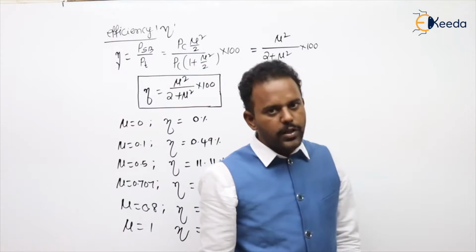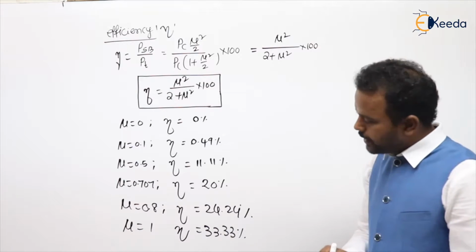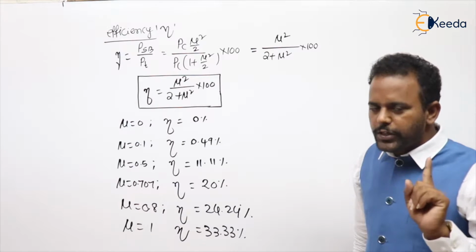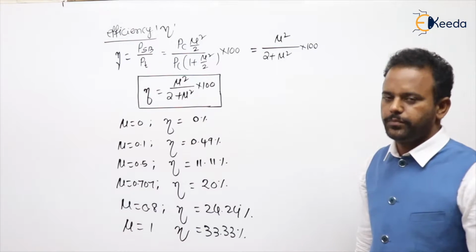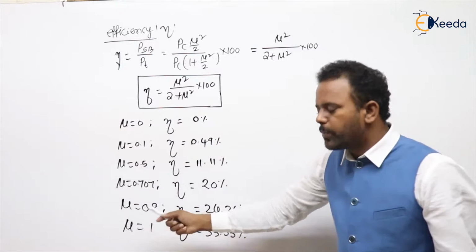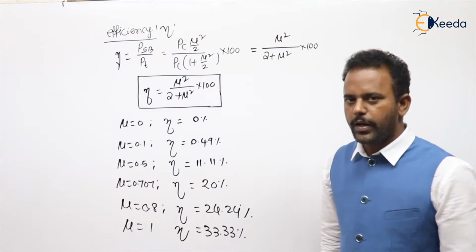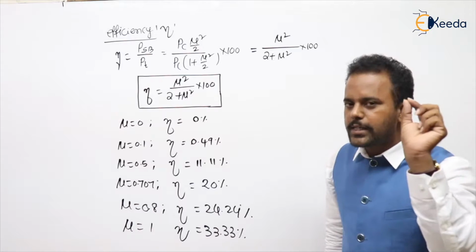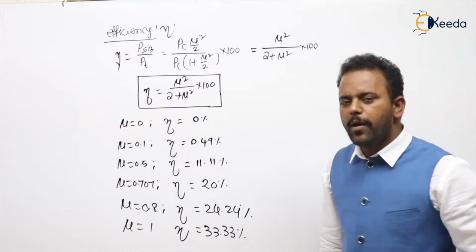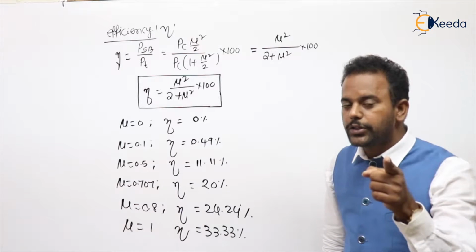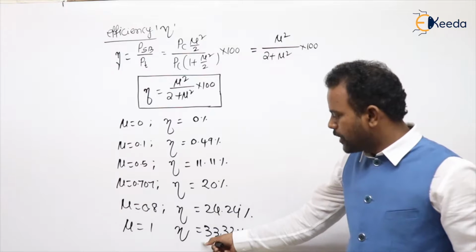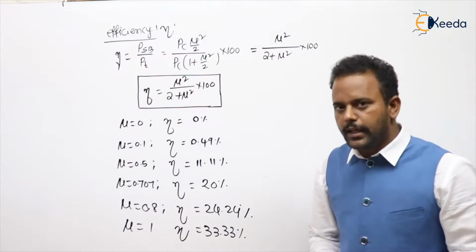What is the intention of writing those things here? First point, we want efficiency more. More means the modulation index also should be more. Are you getting my point? What is the maximum value of modulation index? You can take 1. What is the maximum efficiency for AM modulation? For single tone sinusoidal messages we got 33.